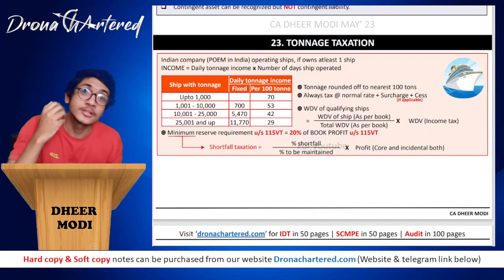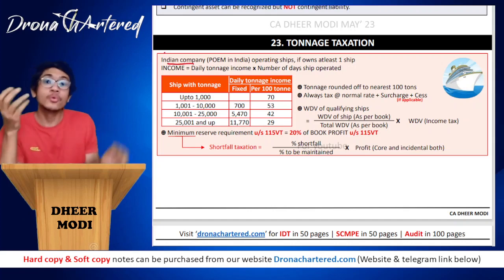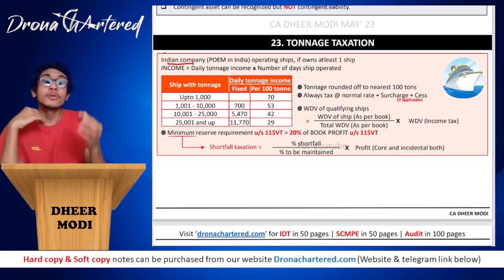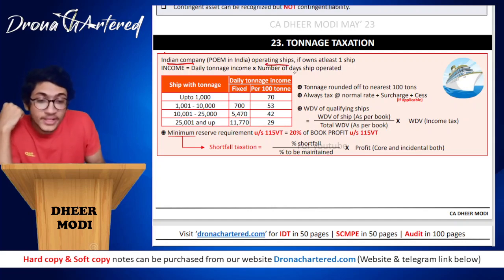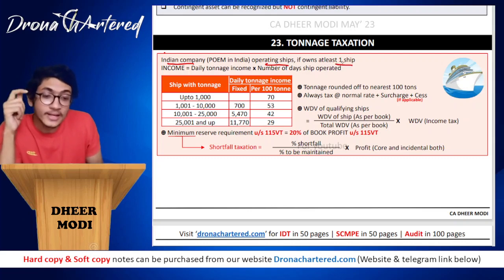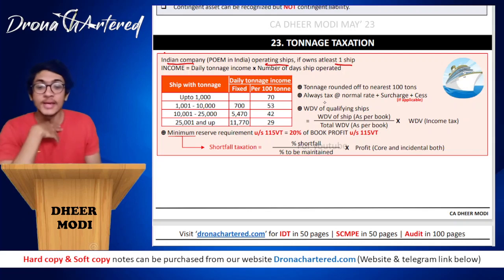Now, tonnage taxation is basically about your ships. If there is an Indian company whose place of effective management is in India, which we will study while doing international taxation, and they operate ships, and it owns at least one ship, then tonnage taxation will be applicable to them.